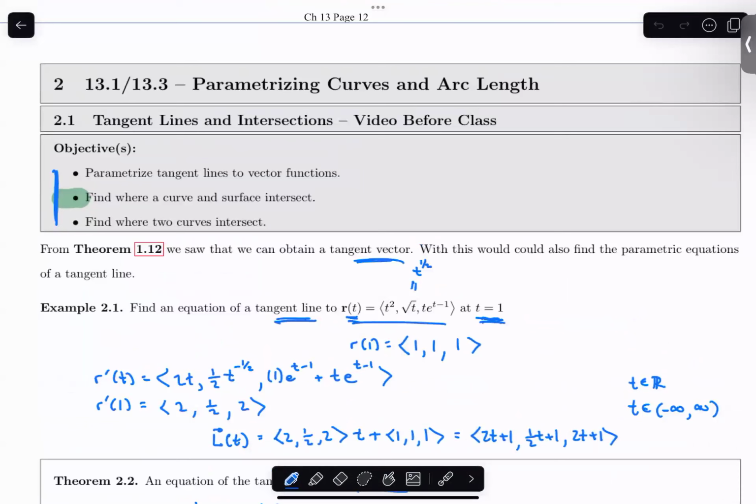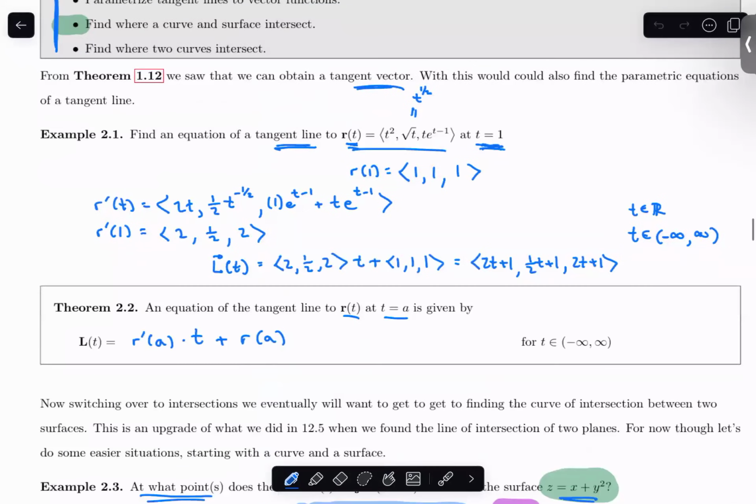So today we're going to be talking about how to parameterize curves and also a little bit about arc length. There are a couple of videos to watch beforehand that shore up a few topics that maybe we won't spend so much time on in today's class. One of them is tangent lines of vector functions. That was in the first video.